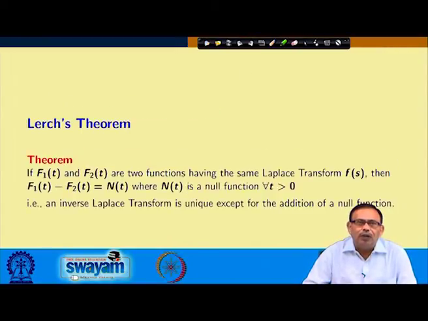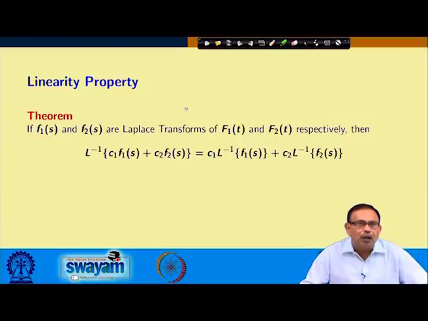And here comes the other form of Lerch's theorem, that is, if f1(t) and f2(t) are two functions having the same Laplace transform F(s), then f1(t) minus f2(t) equals n(t), where n(t) is a null function. That is, an inverse Laplace transform is unique except for the addition of a null function. So, if the function is not a null function, always the inverse Laplace transform will be unique. And so, let us go to some properties.